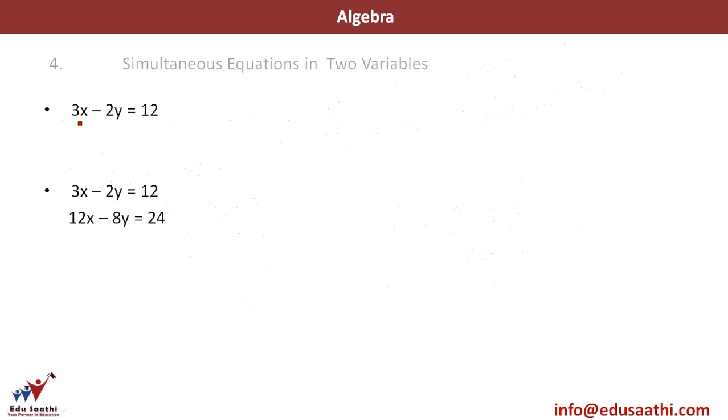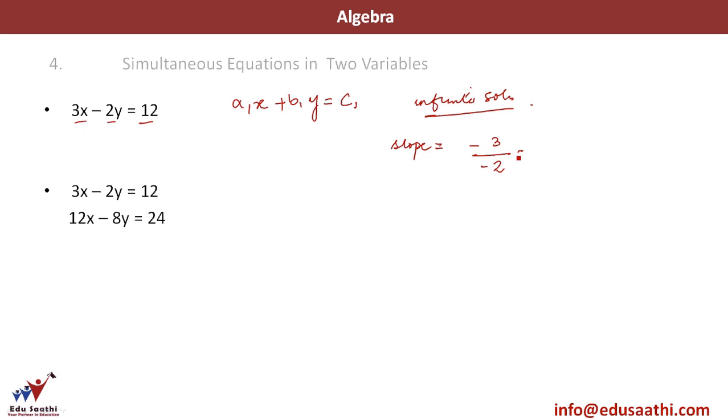Now the equation is 3x minus 2y equals to 12. Again, this is one equation, a1x plus b1y equals to c1, which has standalone infinite solutions. I can draw the graph of this equation also. I can find out the slope of this also. Slope is minus coefficient of x over coefficient of y. The slope is coming out to be positive. That means this graph will make an acute angle with the positive direction of x axis.